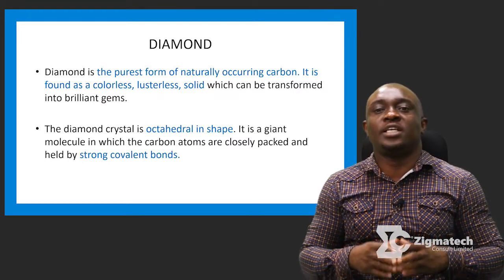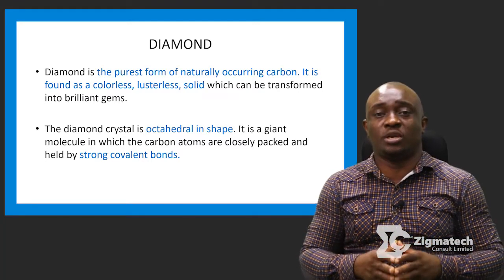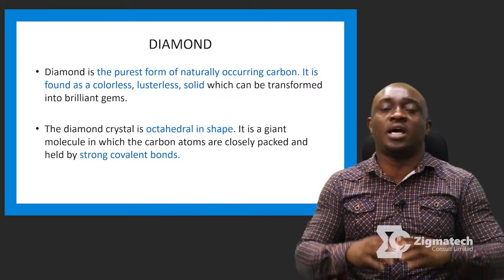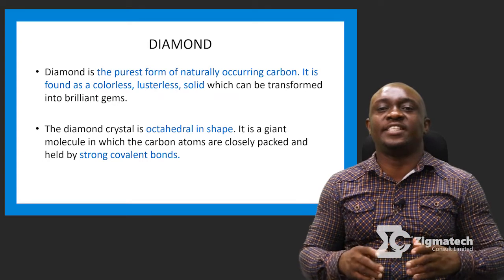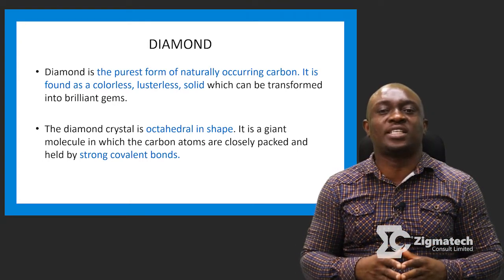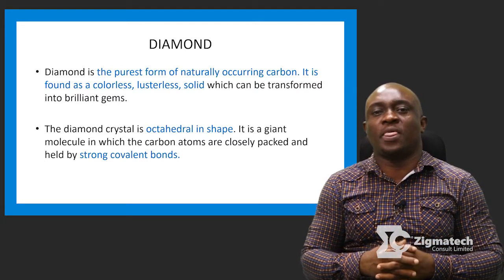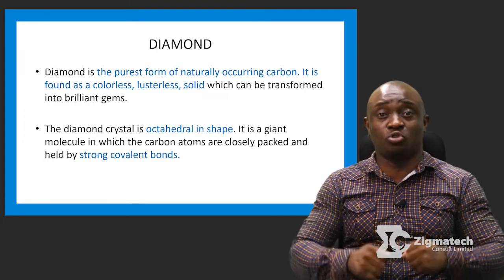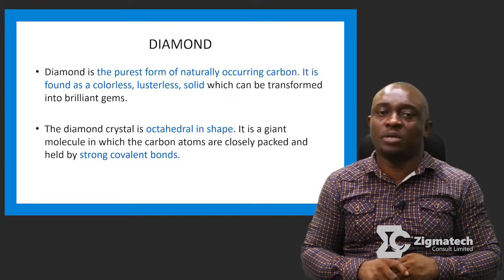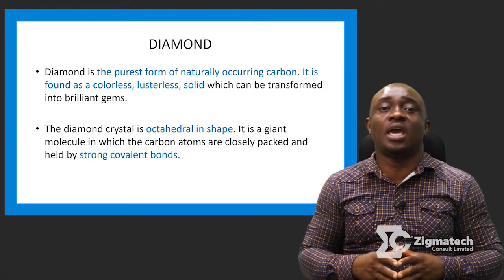Then two, the diamond crystal is octahedral. Octahedral means it has 8 faces. Octa means eight. In mathematics, an octagon is a shape that has 8 sides. Then it is a giant molecule in which the carbon atoms are closely packed and held by strong covalent bonds. Students always argue this point: if diamond is the hardest substance known on planet Earth, why is it not a metallic substance? It's not a metallic substance because it does not possess the charges of metallic elements.